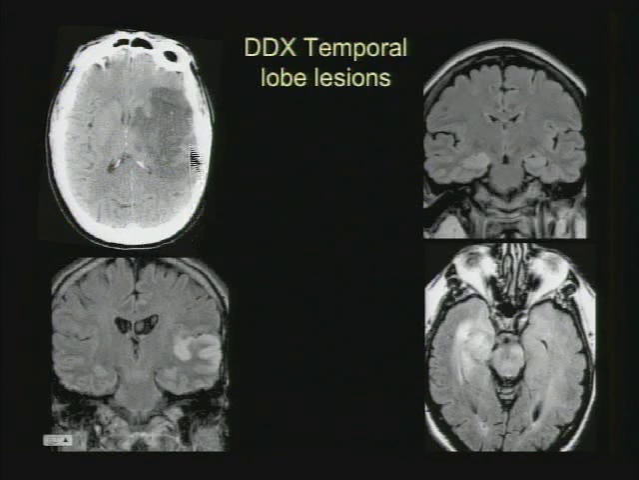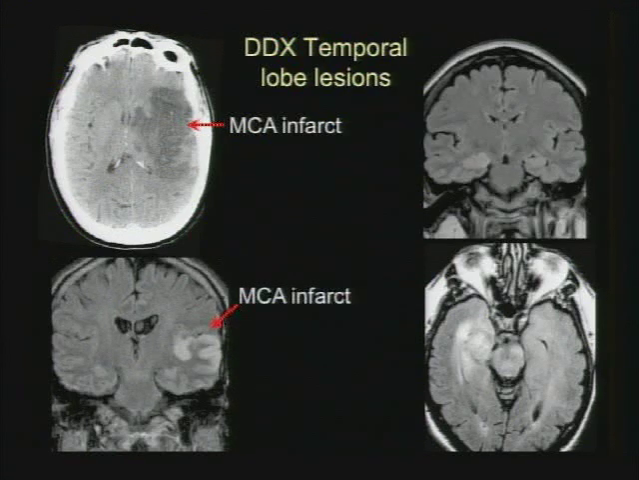On the CT, we see a large area of abnormality in the left temporal and frontal lobe and extending into the basal ganglia. And here the clue really is the extent into the putamen, and this is an MCA infarct. In the coronal FLAIR, you can see abnormality really in the lateral temporal lobe, sparing the medial temporal lobe. So that's a clue that you're not dealing with herpes, and this is another MCA infarct.